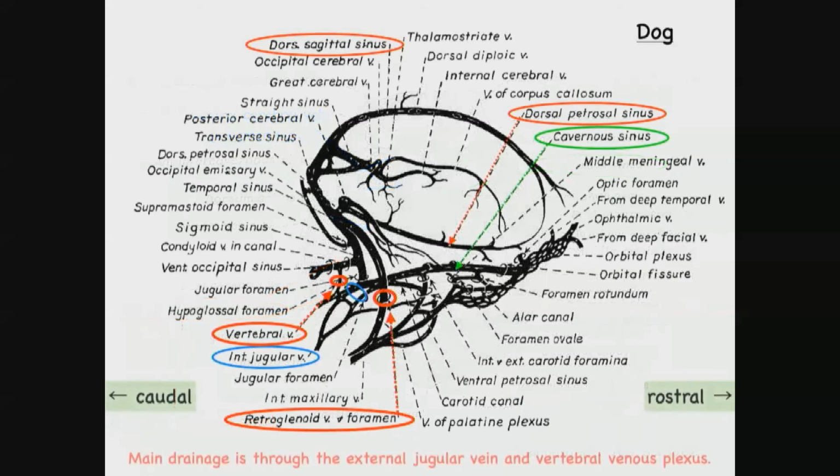This is also the drainage venous system of the dog, and the cavernous sinus has no contribution to the cerebral drainage, and the petrosal sinuses are connected to the transverse sinus. And finally, there are 3 possible drainage routes: vertebral vein, internal jugular vein, and external jugular vein through retroglenoid veins. But mainly, their flow is either the vertebral vein or retroglenoid venous flow. And the contribution of the internal jugular vein is very small.